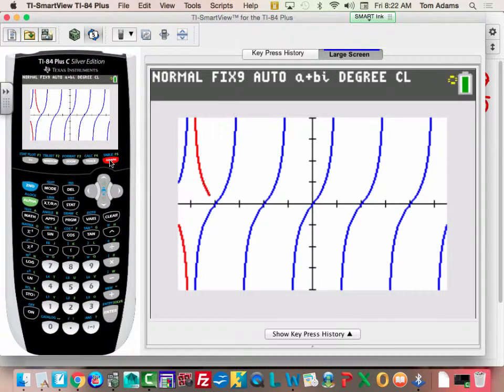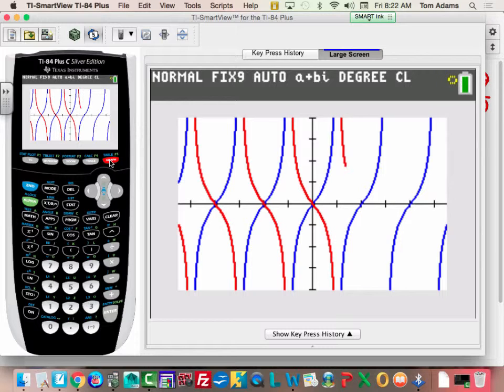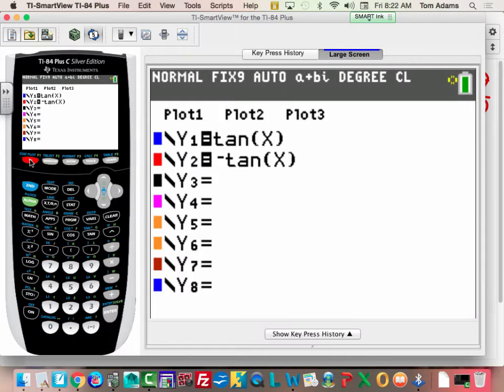I know, we're getting there. I'm transforming it one thing at a time. So the red line is just the blue line flipped over the x-axis, isn't it? Yes. All right, so now let's go back. I'm going to turn this off for now, and then the next step is I'm going to have negative tangent of 2x.